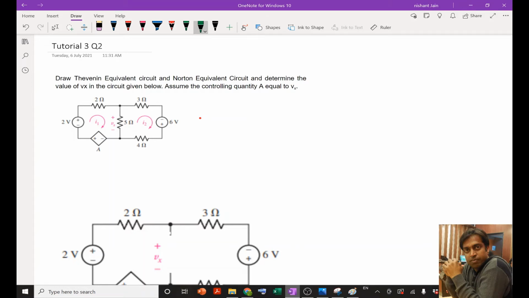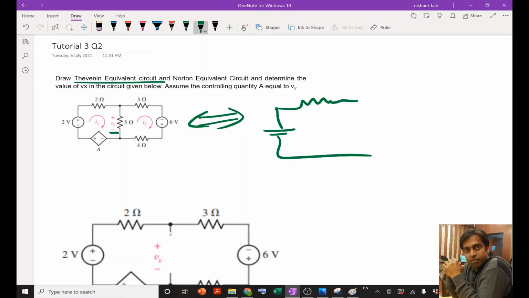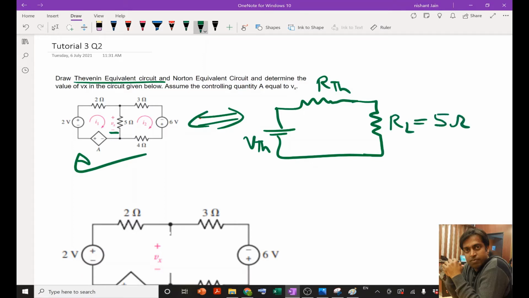Hello students, in this video I am going to explain how you can determine the value of Vx voltage across 5 ohm using Thevenin theorem by drawing the Thevenin equivalent circuit. So if we want to draw the Thevenin equivalent circuit for this circuit, then our Thevenin equivalent circuit should look like this. This will be our RL, and our RL is 5 ohm because we need to determine the value of Vx across 5 ohm. So our main task to solve this circuit is to determine the value of this RTh and VTh.